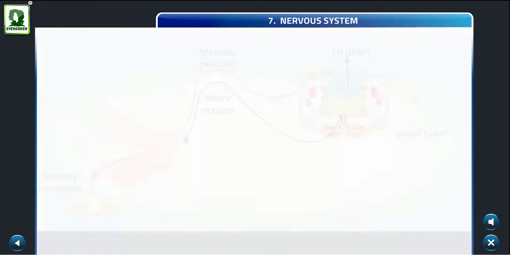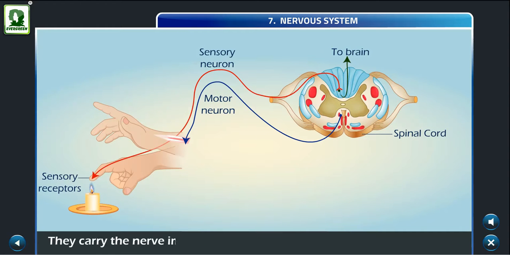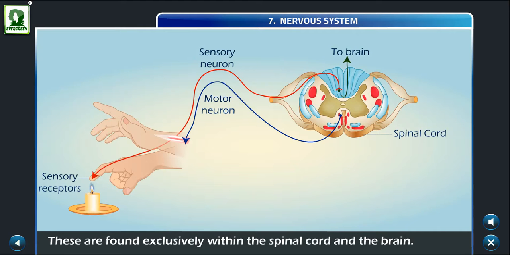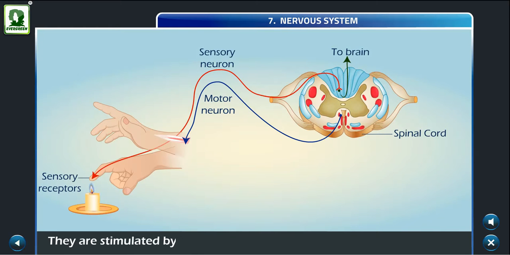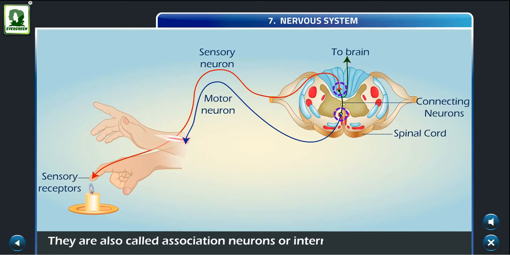Connecting neurons. They carry the nerve impulse from sensory neurons to motor neurons. These are found exclusively within the spinal cord and the brain. They are stimulated by signals reaching them from sensory neurons, other connecting neurons, or both. They are also called association neurons or interneurons.